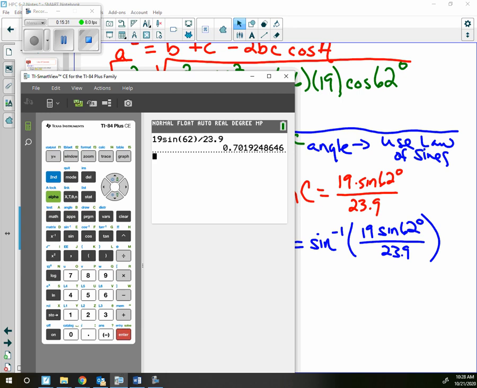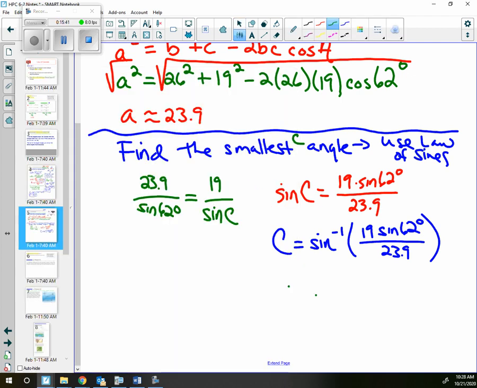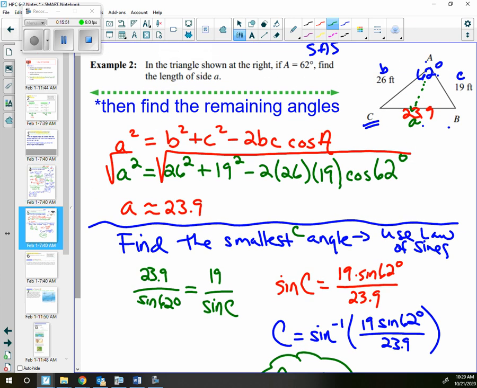All right, so we have our 0.7-ish. That's what the value on the inside is. Now I'm going to do inverse sine of my answer, and I get 44 point, we'll call it 6. So it's about 44.6 degrees. So we have angle C. And of course it should be acute, because we knew we were finding the smallest angle in the triangle, which definitely has to be acute. So 44.6 degrees.